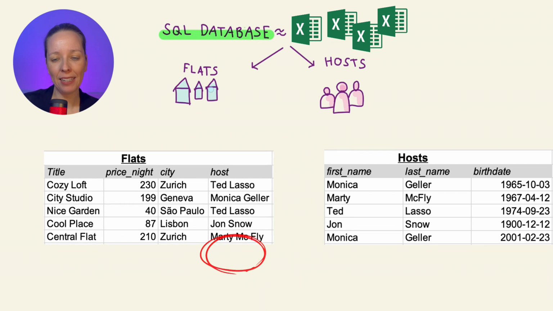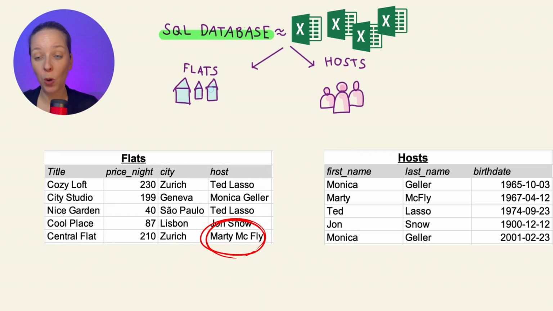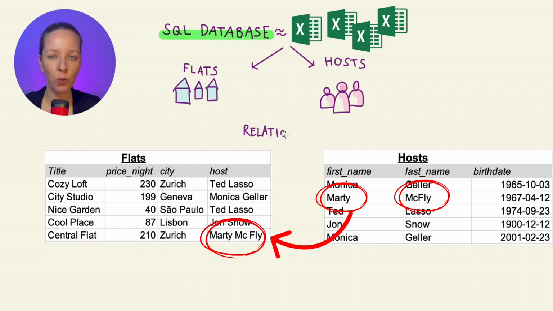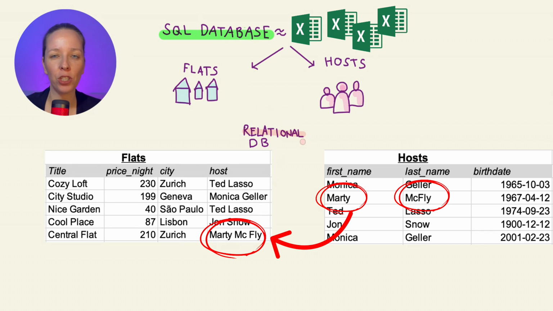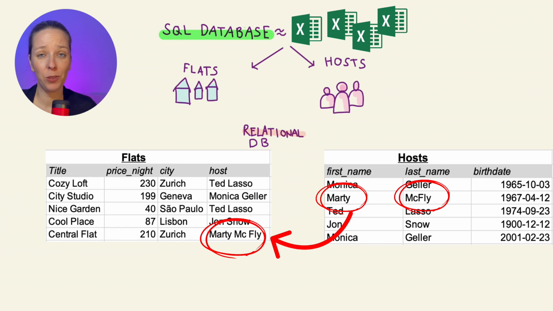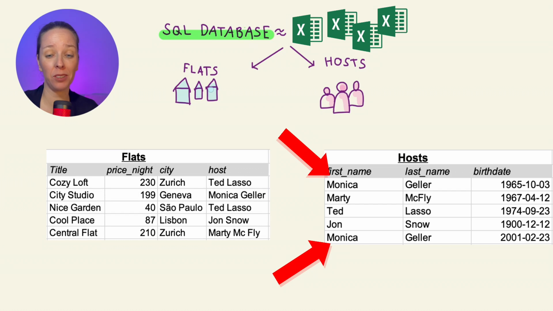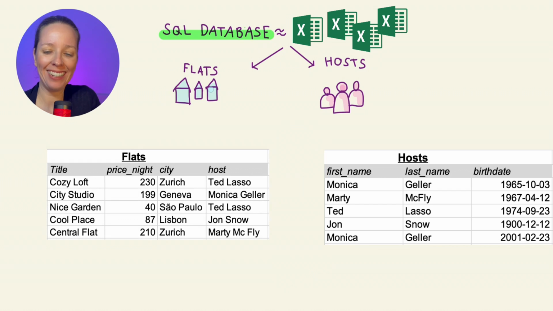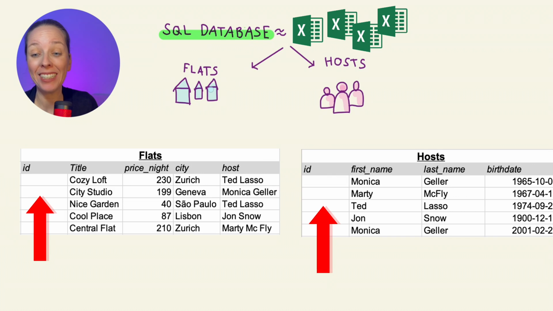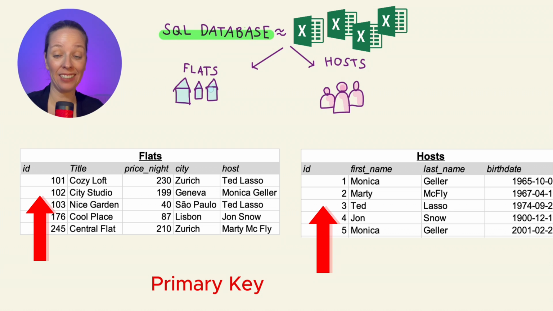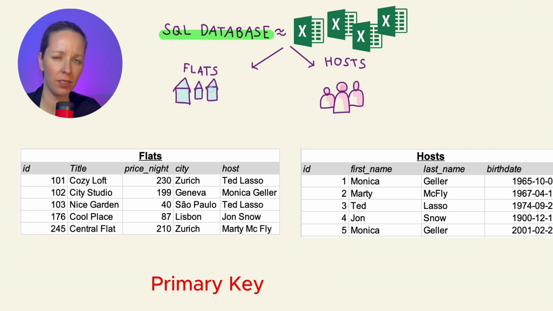Notice that in the flats table, we reference the name of the host from the hosts table to show ownership. This is what makes SQL a relational database. But just adding names to a table can actually become really messy. I mean, what if there are two different Monica Gellers? To keep things clean and organized, we introduce a unique identifier known as ID. Each entry must have a unique primary key to maintain data integrity, at least within the same table.